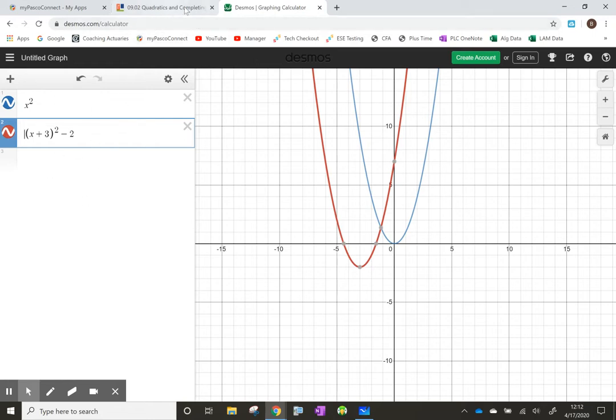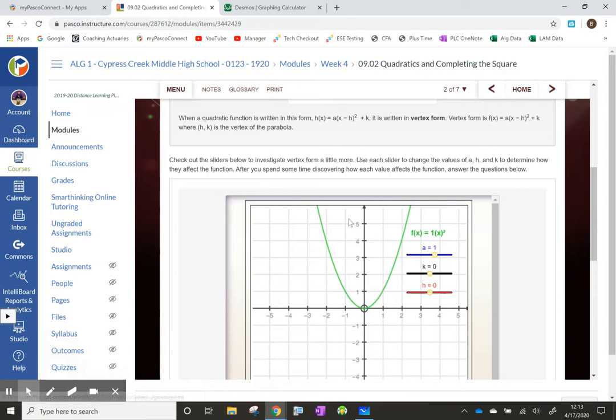If you want to use a Desmos calculator, of course, just Google it, use it, and you can have some fun playing around with how things work. Obviously, you've got the slider tool as well to show you. So the k value is going to move it up or down.